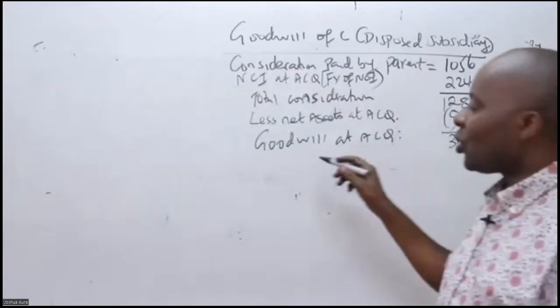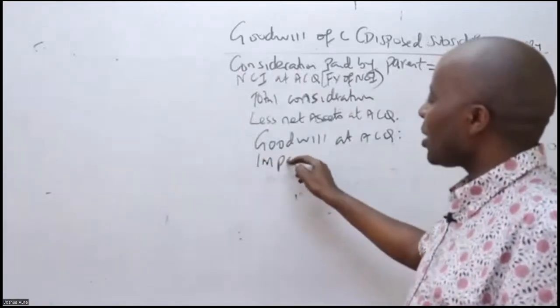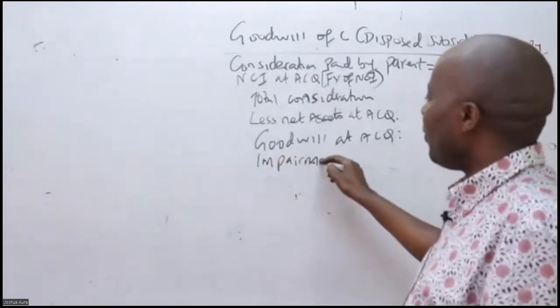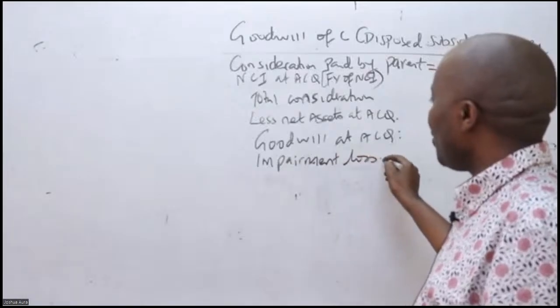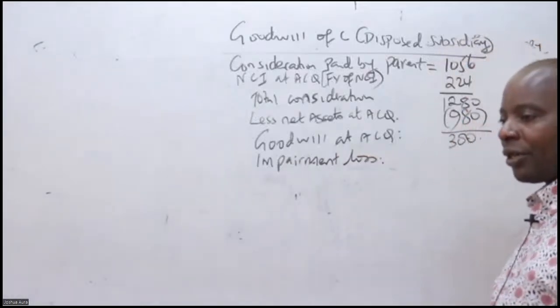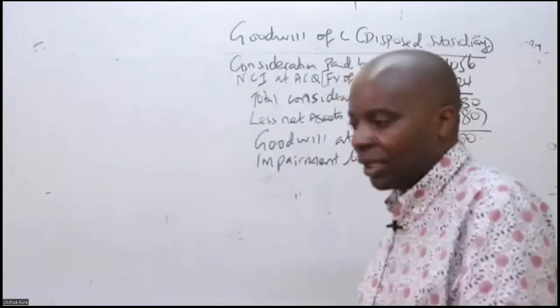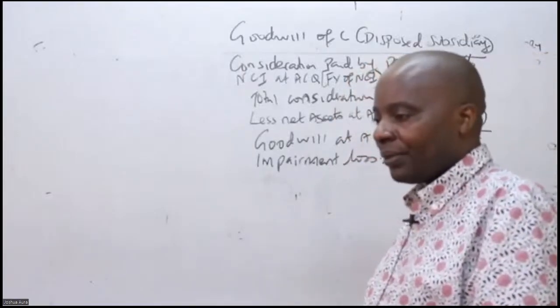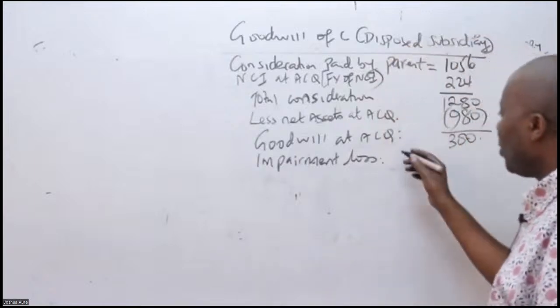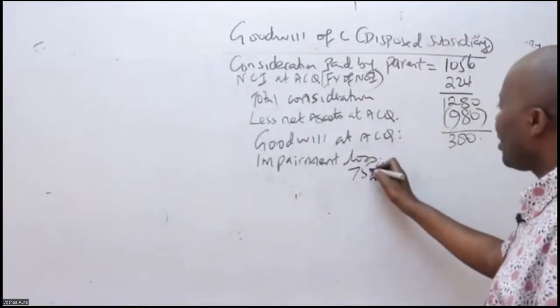So in this question, do we have any impairment loss? Have they given us a percentage? What percentage have they given us there? 75%. So impairment loss is 75%.